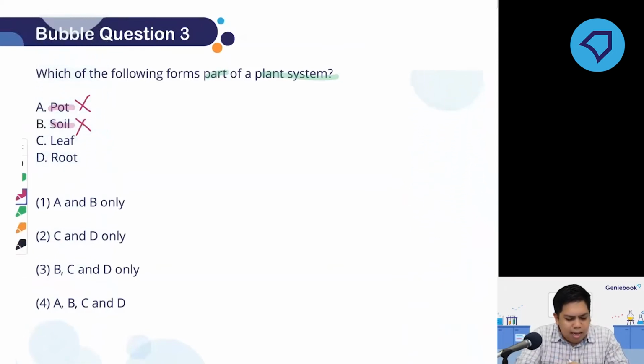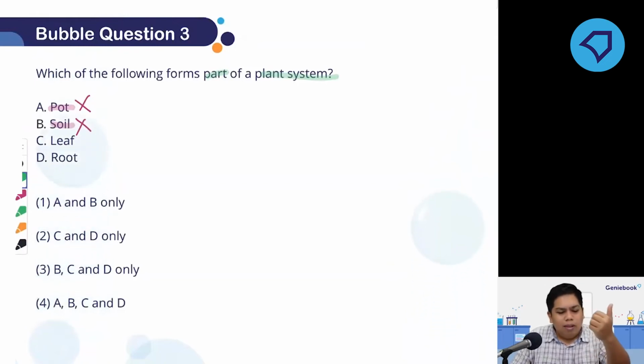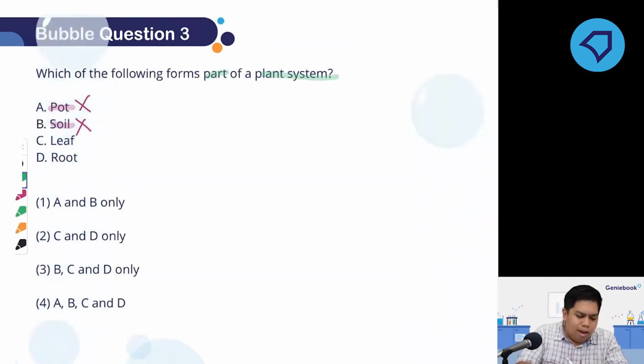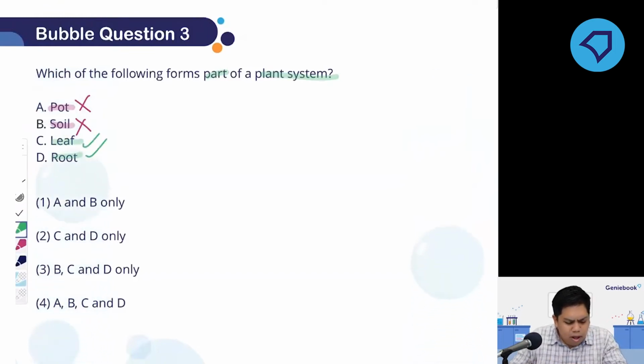And I went through just now, right, the 3 main parts that you'll be learning for this topic. So we have leaf, stem, and roots. But over here we have leaf and roots. So that's the correct ones. Therefore, the answer is C and D only, option 2.